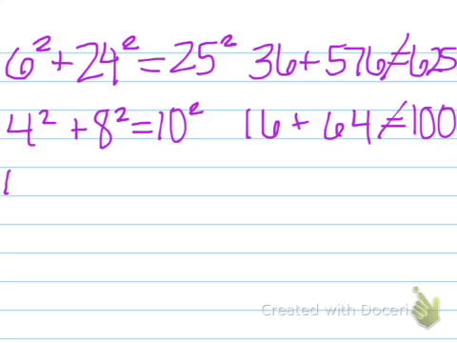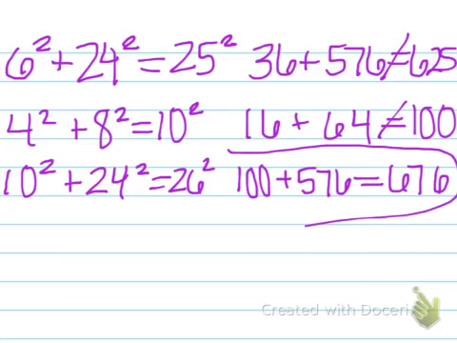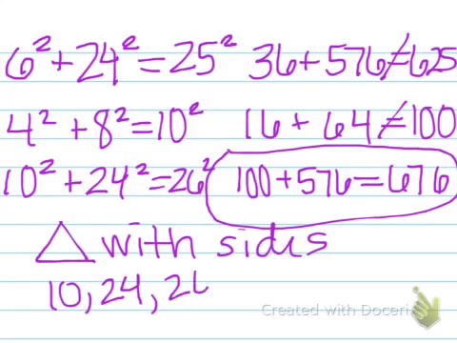So hopefully this last one will work out and we'll be able to find a right triangle. So we'll get 10 squared plus 24 squared equals 26 squared, which will give us 100 plus 576. We get 676, and that works out. So therefore, the triangle with sides of 10, 24, and 26 is a right triangle.